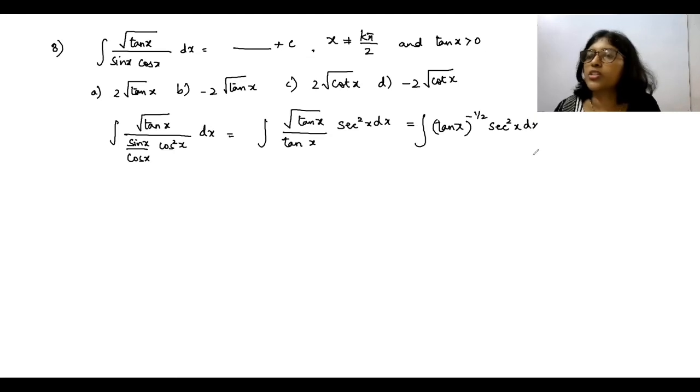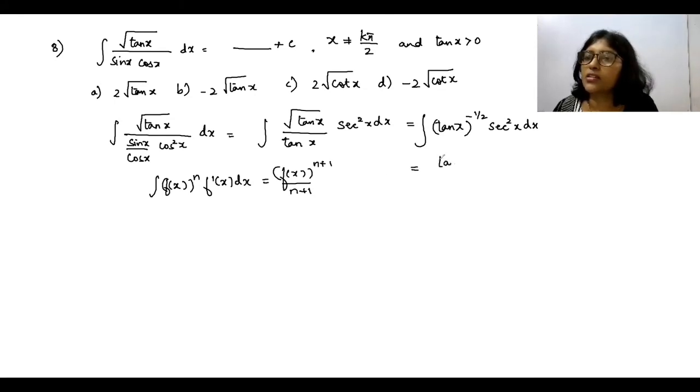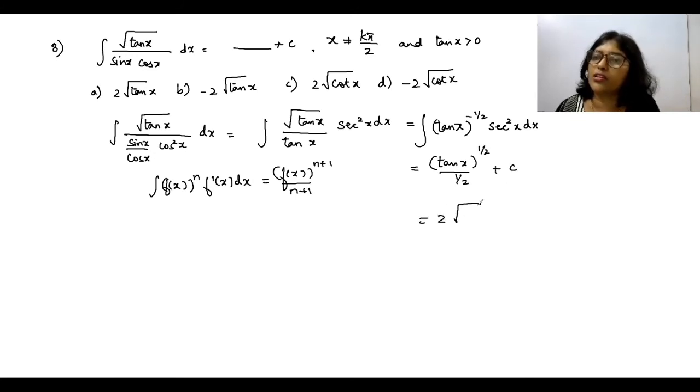So back to the kind of formula which we took, which was f(x) raised to n into f dash x. When we have this, it is f(x) raised to n plus 1 upon n plus 1. Of course, plus c is there. So here it becomes tan x raised to half upon half, because this is the function and this is the derivative. So minus half plus 1 will be half. So 2 root tan x it is. 2 root tan x. Option A.